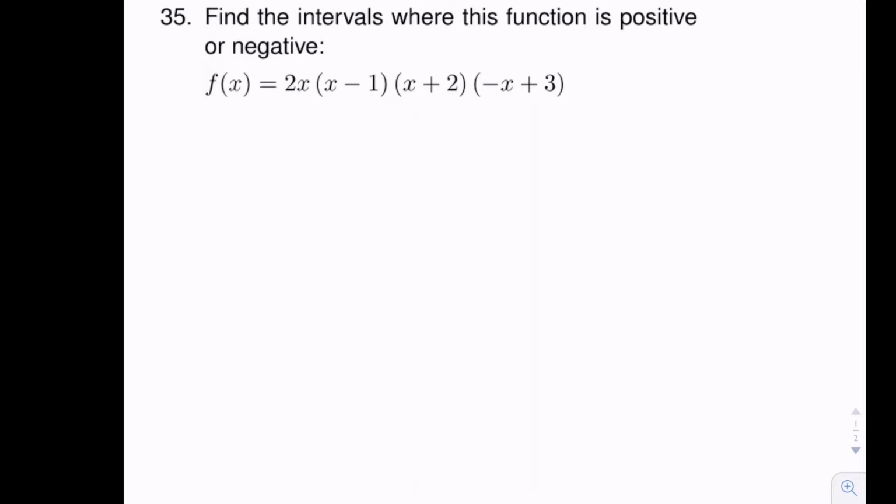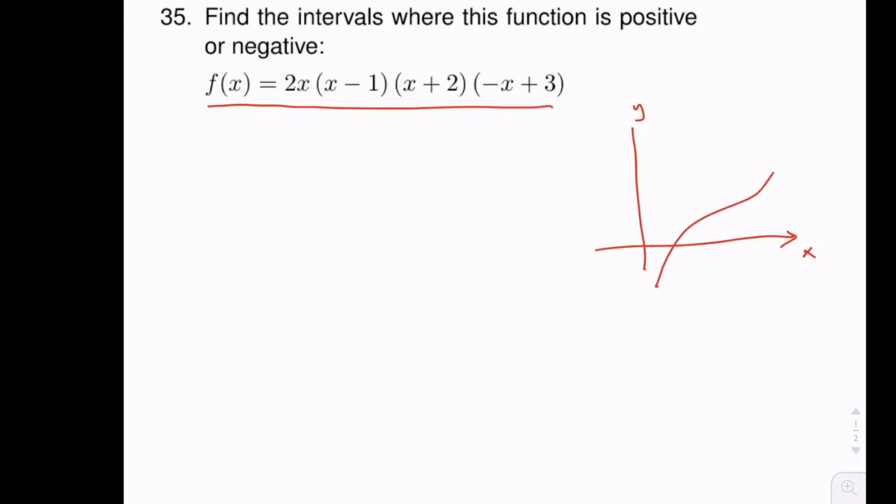Hello everyone. In today's problem, we want to see if we can find intervals in which this function f of x is either positive or negative. So let's look at a generic function on the xy plane. If this is the x-axis and this is the y-axis, a general function may look like this.